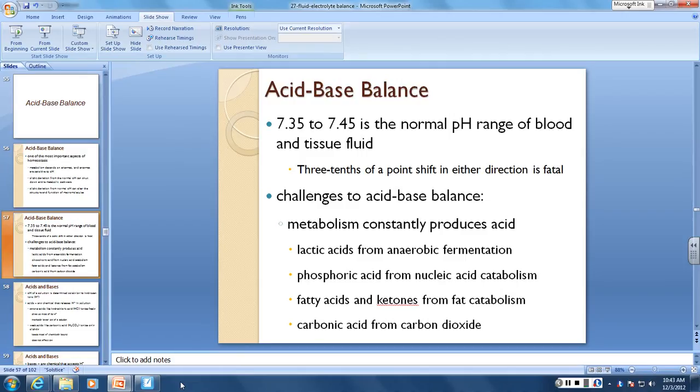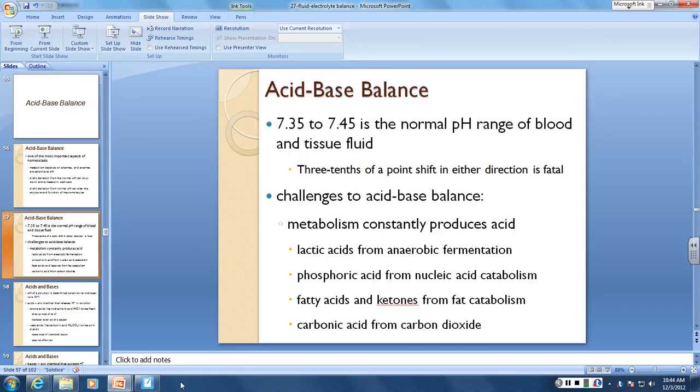So the problem is their blood's glucose is too high. That means the body cells are not getting glucose, so those cells have to start breaking down fatty acids instead, breaking down fats. And so what that does is causes an accumulation of ketones, which makes the blood too acidic.